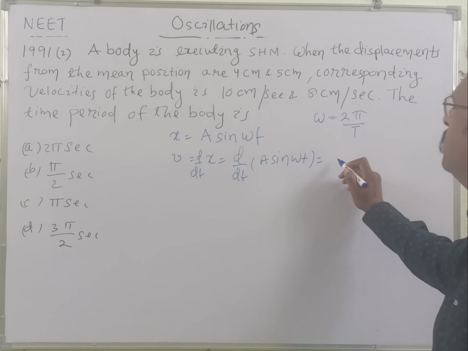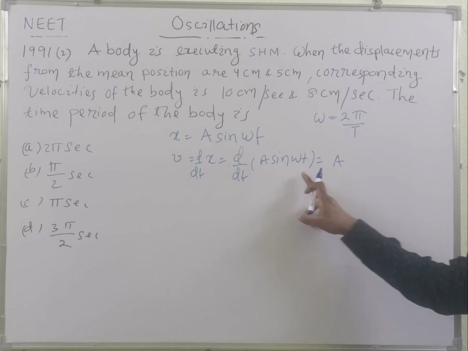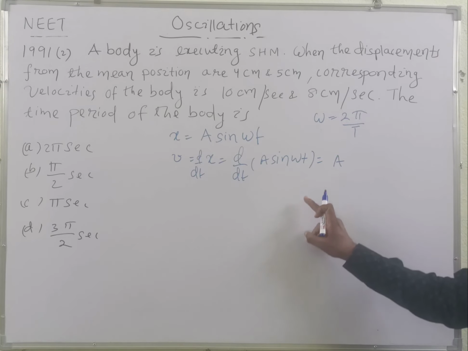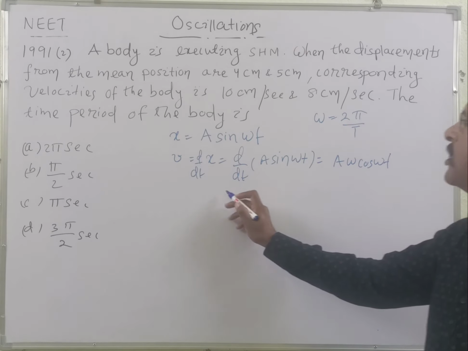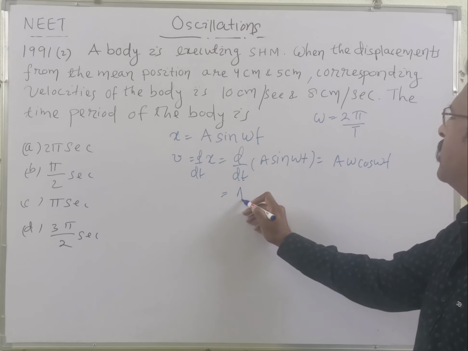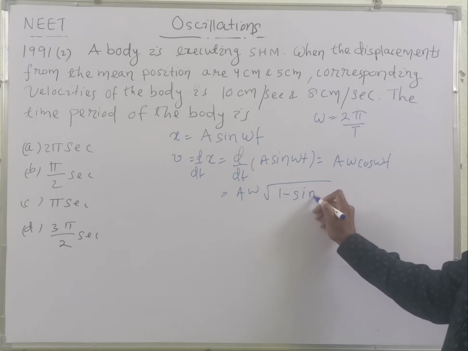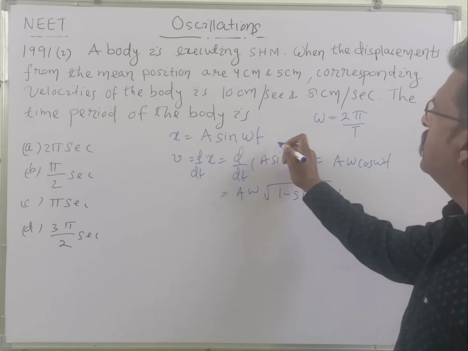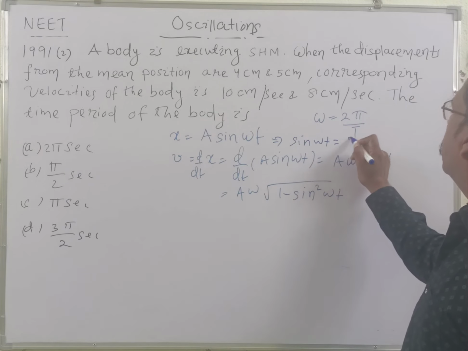Okay, student, that will be a times d by dt of sin omega t. What is the d by d theta of sin theta? It is cos theta, you know. And here omega t is there, so this will be a omega cos omega t. We can write this as a omega times cos omega t, and cos omega t can be written as root over 1 minus sin square omega t. And what is sin omega t, students? You see here a sin omega t is x, so sin omega t can be written as x by a.